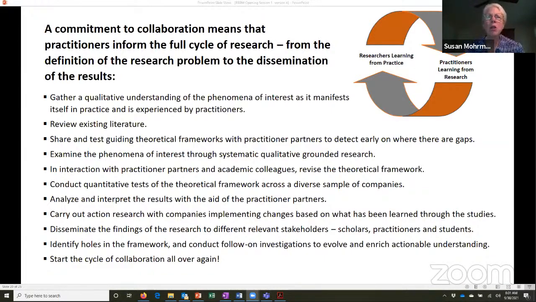That is a picture of a way to think about doing research as not just one study, but a series of studies where you learn from practice and practice learns from you.